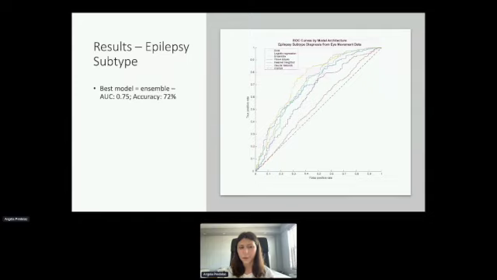For the subtype model, the best architecture was also an ensemble, which achieved an AUC of 0.75 and an accuracy of 72%, outperforming the diagnostic model. Once again, all the models were above chance, but this time the ensemble stands out a little bit more as having the greatest area underneath.